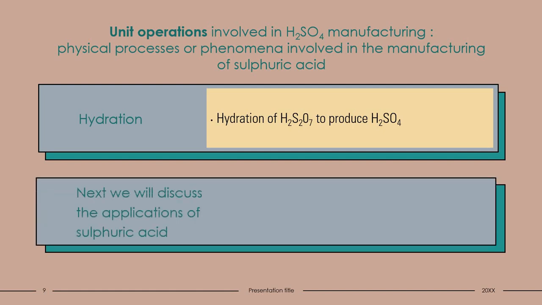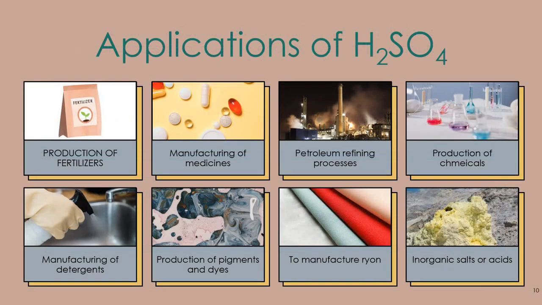Next are the applications, which we will discuss about sulfuric acid. These are the applications of sulfuric acid. Sulfuric acid is used in the production of fertilizers like ammonia fertilizer and phosphate fertilizers. It is also used in the manufacturing of medicines or chemotherapeutics. It is also used in many petroleum refining processes in many petrol related industries. It is also used for the production of a wide range of chemicals. It is used in the manufacturing processes of those chemicals.